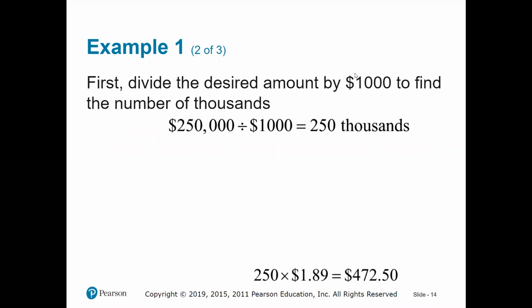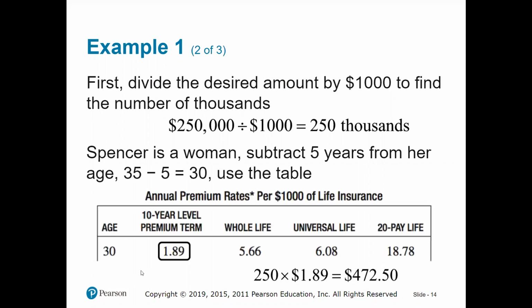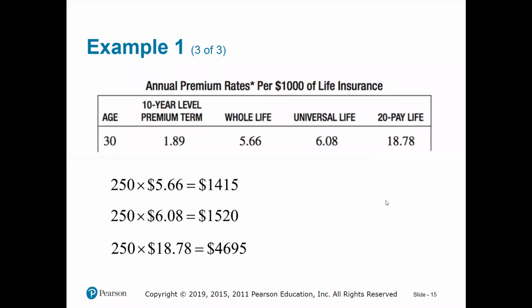First, divide the desired amount by 1,000 to find the number of thousands. So 250,000 divided by 1,000, chop off the last three zeros, is 250. Spencer is a woman, so subtract 5 from her age. Instead of looking at the row for 35, we're going to look at the row for 30. So we get 1.89. 250 times 1.89 is $472.50. That would be for option A.